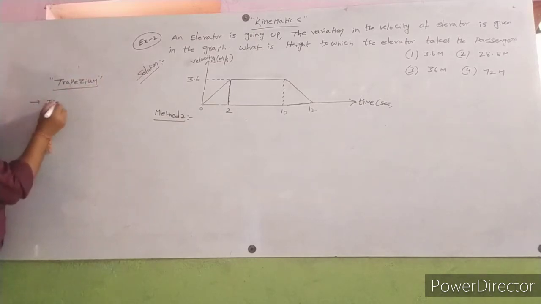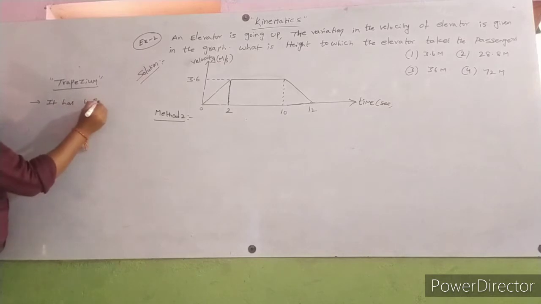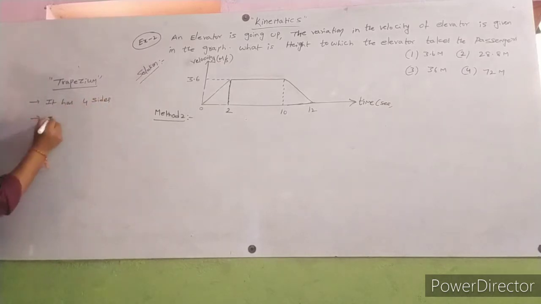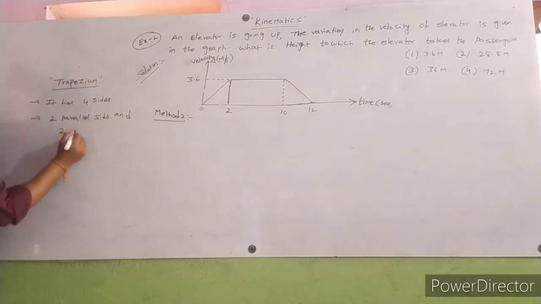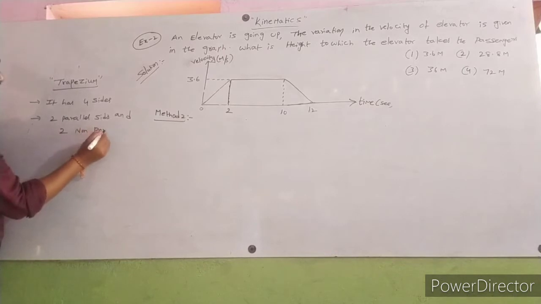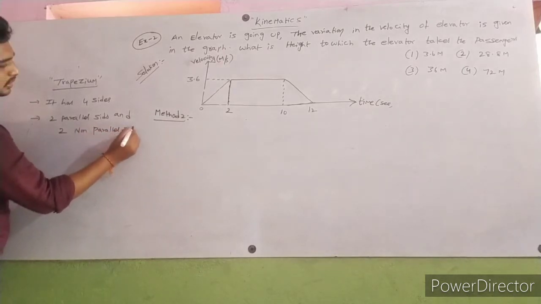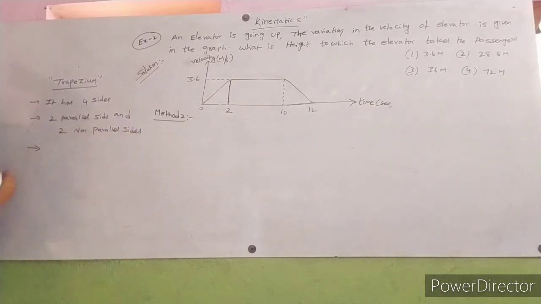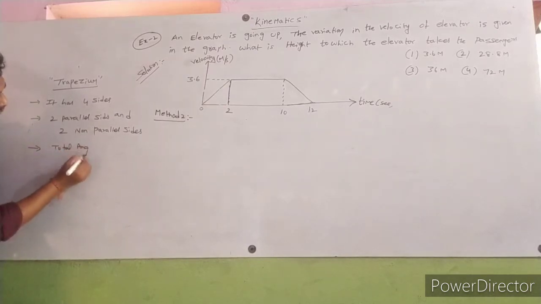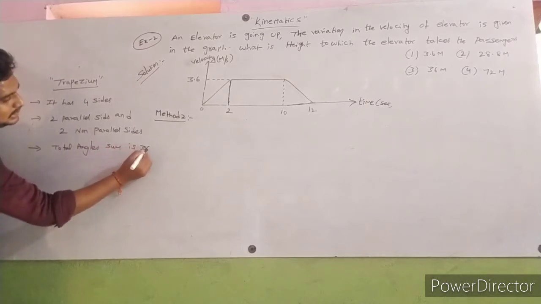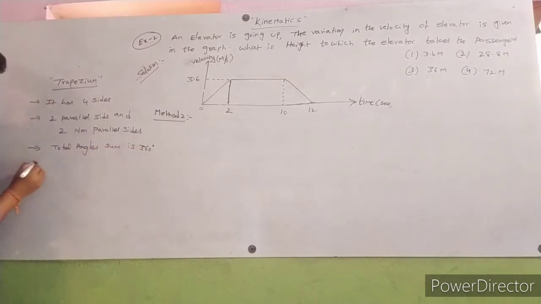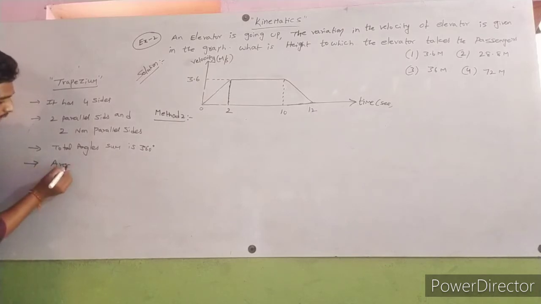Trapezium has 4 sides. Two are parallel sides, and two are non-parallel sides. The total angle sum is 360 degrees. Next, the fourth point is the area of a trapezium.